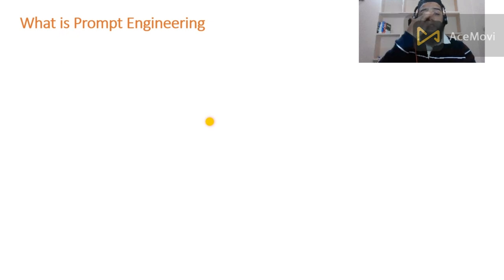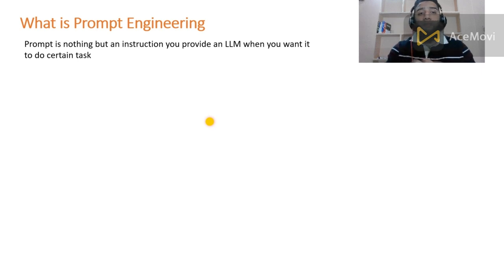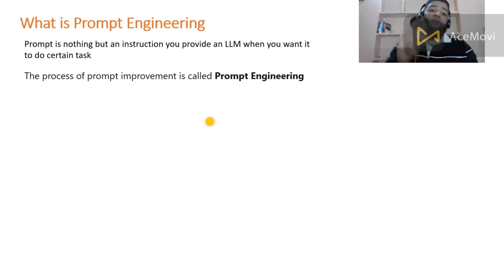Let's see what prompt engineering is. So first of all, what is a prompt? A prompt is nothing but an instruction you provide to an LLM when you want it to do a certain task. Let's say you want the LLM to create a diet plan for you. You can say just create a diet plan for me, and then it creates that plan. The instruction that you provide, that's called a prompt. And the process of improving that prompt is called prompt engineering. All right, that's what prompt engineering is, nothing else. And then there are certain techniques that you can use to improve your prompt. We will look at that.